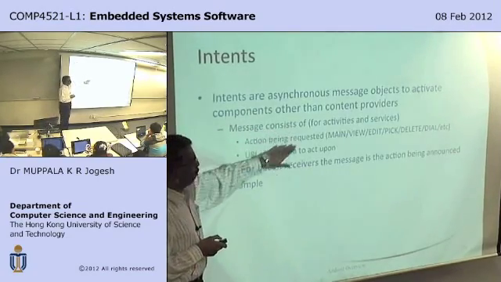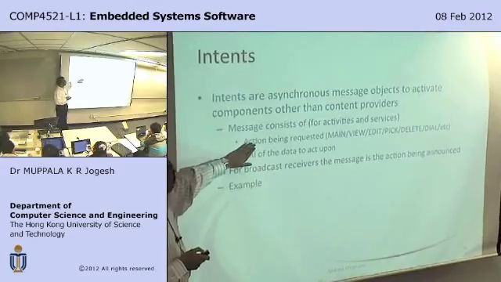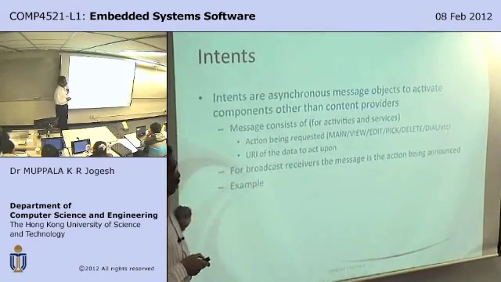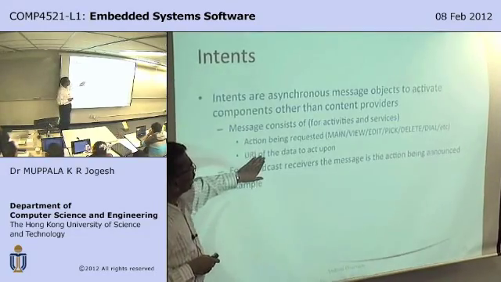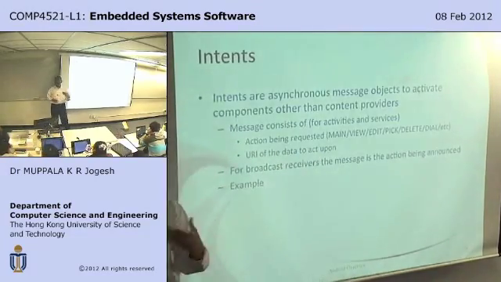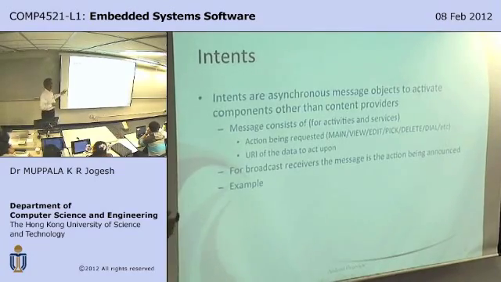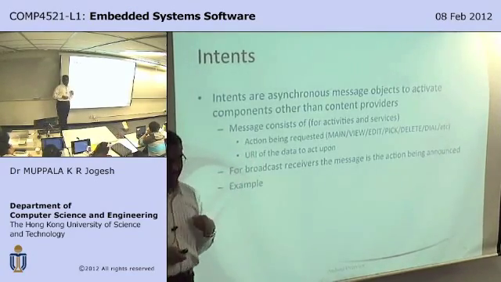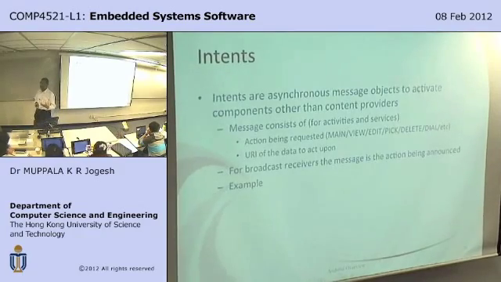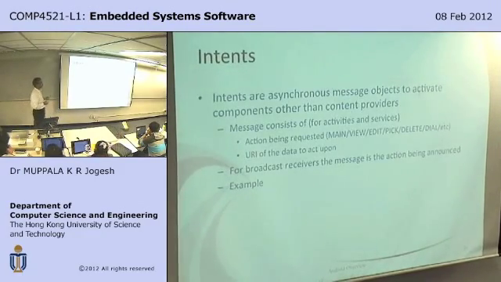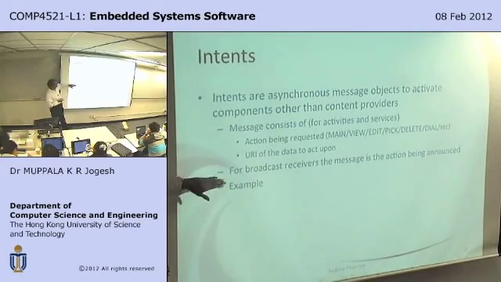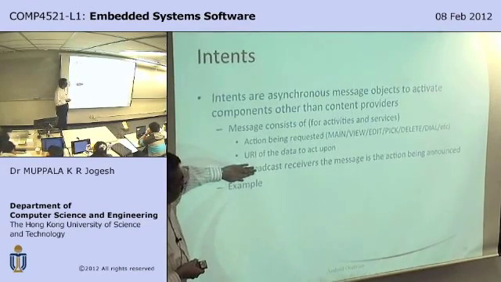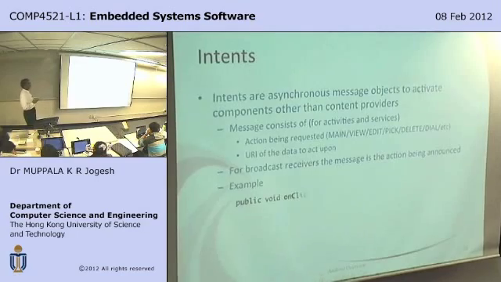When you send a message to somebody, you will have to specify what kind of action you are expecting them to do. Bring milk is an action that you expect them to do. And a URI of the data to act upon. In case you need to act upon some data, you will provide a uniform resource indicator, just like a URL. URIs form a straightforward way of specifying what to act on in case you need to supply some information. For broadcast receivers, the message is the action being announced.